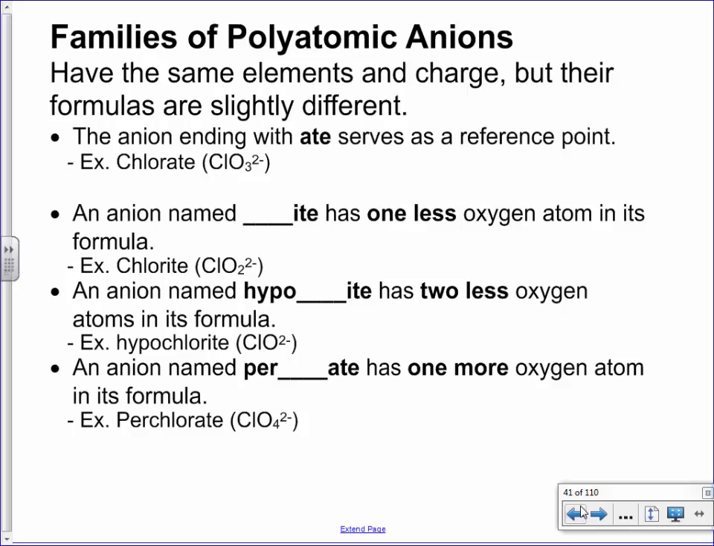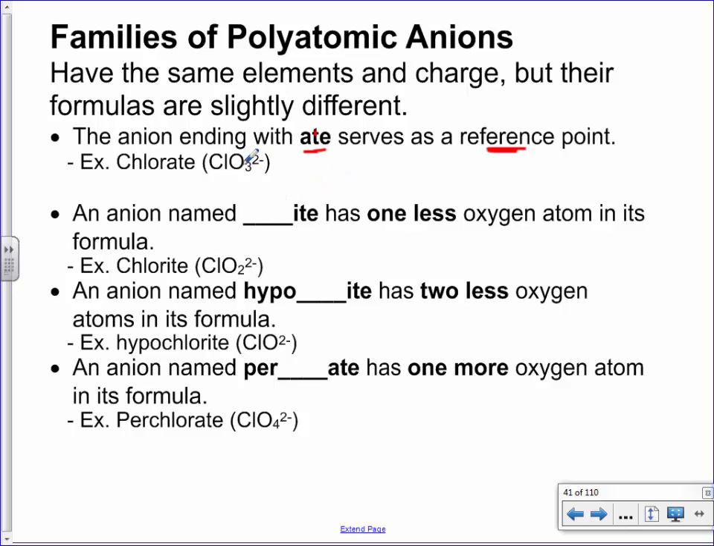In the polyatomic section, sometimes they don't list all of them because there's a naming scheme that you can use to figure those out. And it's based on ates and ites and how those work. And maybe you remember this, maybe you don't. So here's the basic idea here. The reference point is the ate.